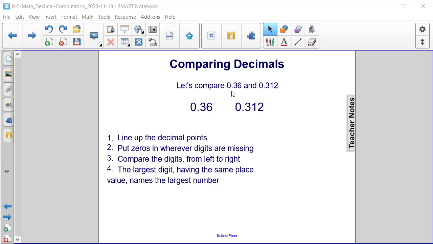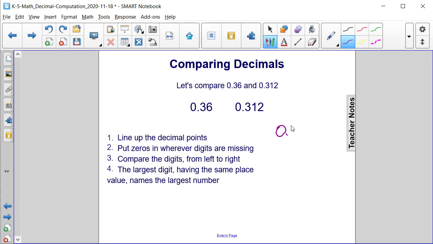Now let's compare 36 hundredths with 312 thousandths. First step, line up the decimal points. So we have 0.36 and we have 0.312. So first we lined up the decimal points so that they're directly on top of one another.